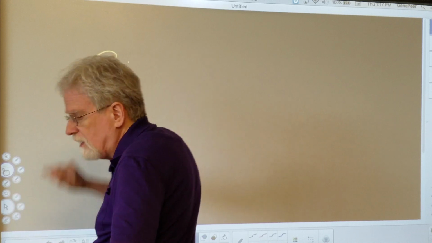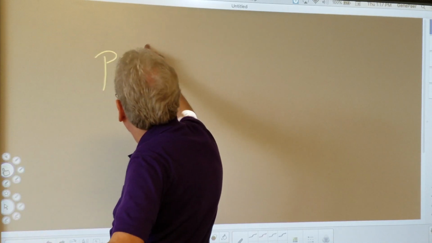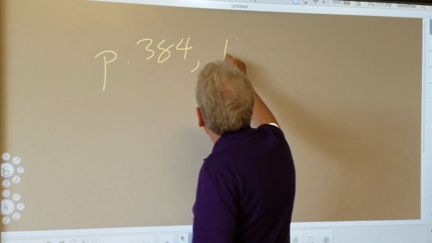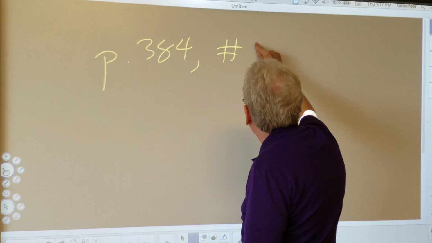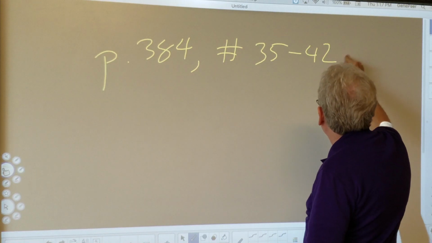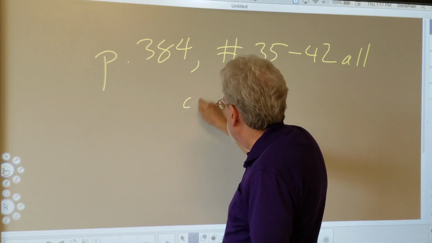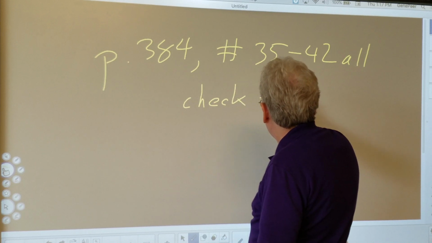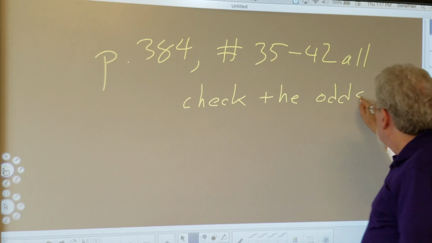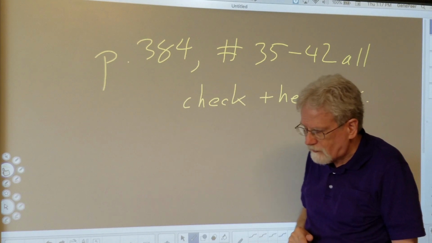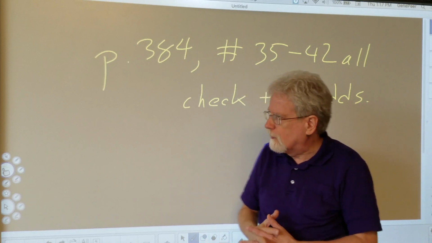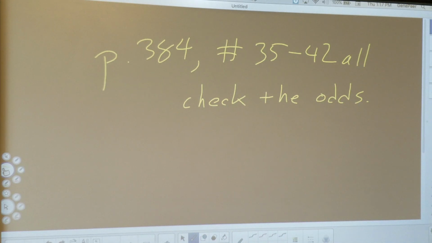So, page 384, numbers, what did I say? Numbers 35 through 42 all. Of course, you can check your odds in the back of the book. Check the odds. I'm going to start assigning more odds. In fact, I might switch over to assigning nothing but odds, so you can check yourself since you don't have me to talk to. I just might do that and just expect you to use the odd number answers in an intelligent way, not in a stupid way.